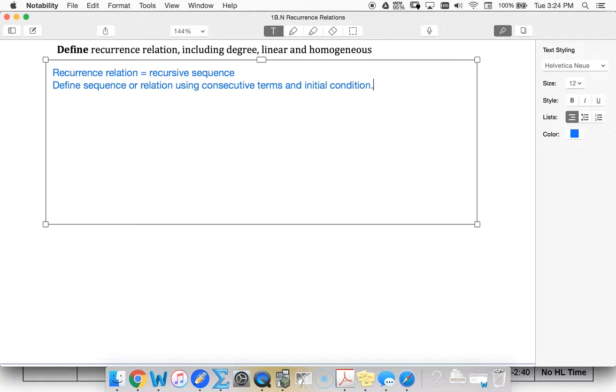In this course, we're going to look at first degree and second degree recurrence relations, and the degree tells us how many previous terms or how many consecutive terms we're looking at to define a sequence.